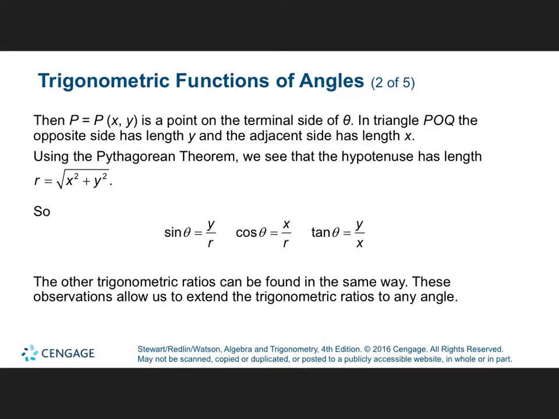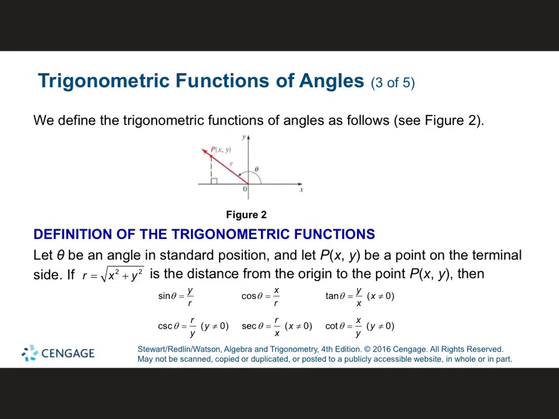Once you find your x, your y, and your r, you are going to be using what's down here in order to find the sine, cosine, tangent, cosecant, secant, and cotangent. So sine is your y value over r, cosine is x over r, tangent is y over x, cosecant is the reciprocal of sine, so it's r over y. Secant is the reciprocal of cosine, so that's r over x, and cotangent is the reciprocal of tangent, so that's x over y.